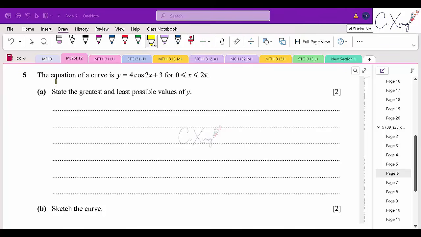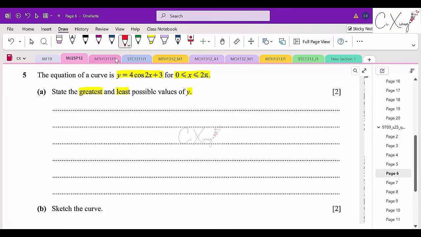Okay, then now we are at question number 5. We are given the equation of a curve, which is something like this. And then the domain for x is 0 until 2 pi. State the greatest and also the least possible values of y.